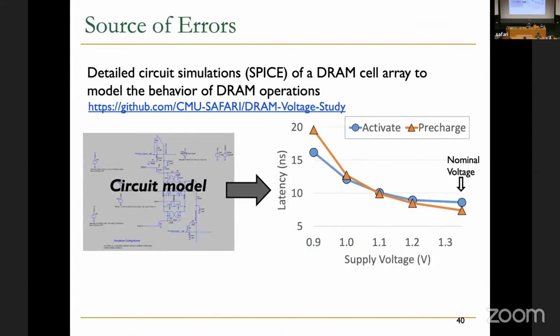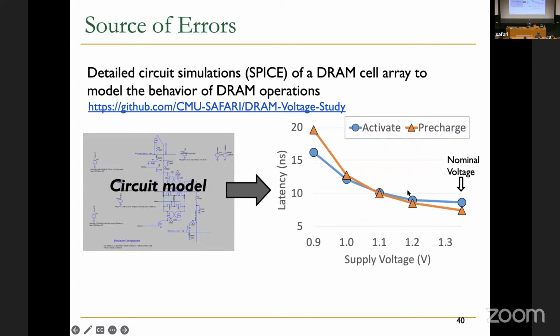To show how this happens, we also conducted some SPICE simulations using the circuit model, and I show that when you reduce voltage, your access latency actually increases for activation and pre-charge operations.